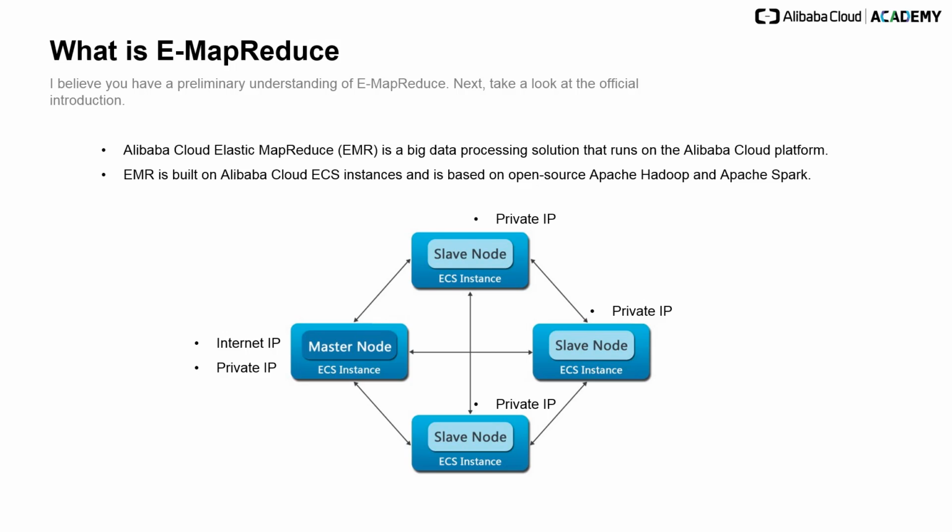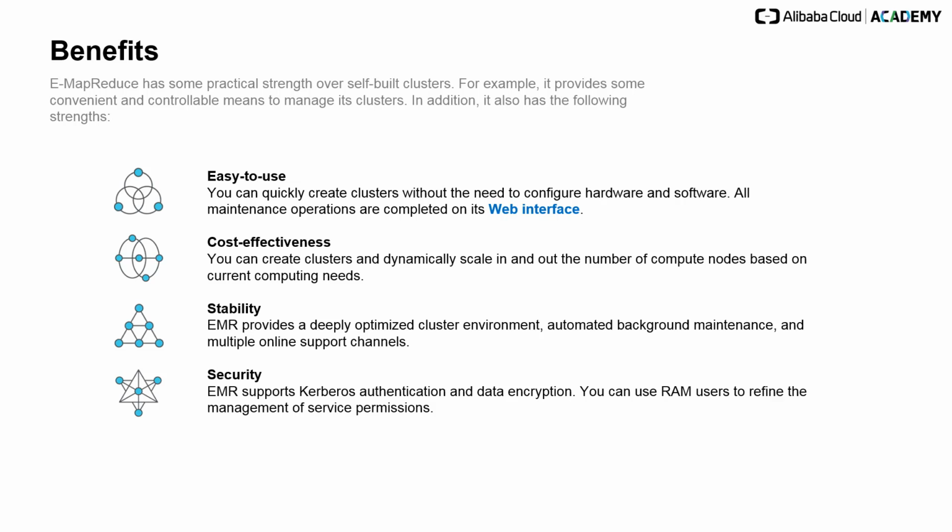For example, the following figure shows an E-MapReduce cluster consisting of one master node and 3 slave nodes. Among them, the master node has 2 IP addresses as access entrance, while the slave node has only a private IP address.